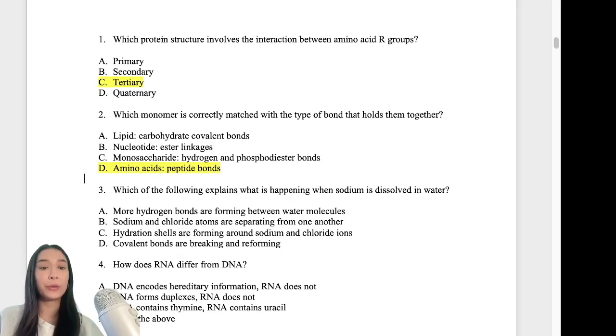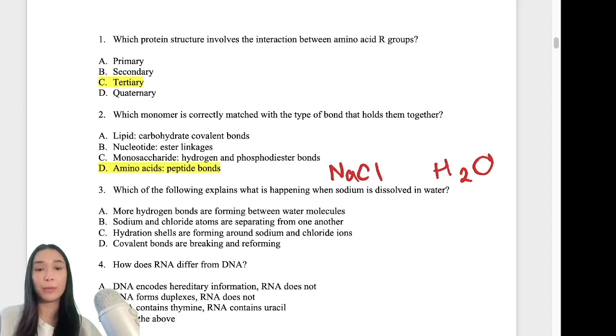So moving on to question 3, it says, which of the following explains what is happening when sodium is dissolved in water? So when we look at our structure for sodium, it's going to be NaCl, and water we know is H2O. So A is saying more hydrogen bonds are forming between water molecules.